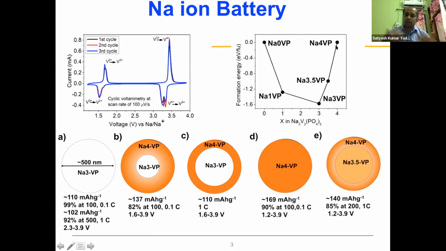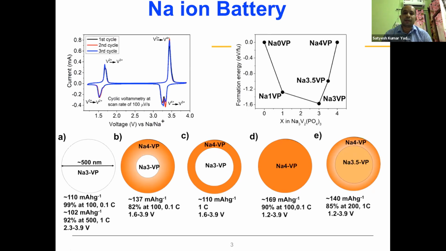Of course, thermodynamically, they are both very unstable, and if you expose them to atmosphere, they would just fall apart. And that is the challenge, actually measuring them. So you cannot even take it out and see what is really happening inside this cathode material once you have charged and discharged between 1.6 to 3.9 or 1.2 to 3.9.